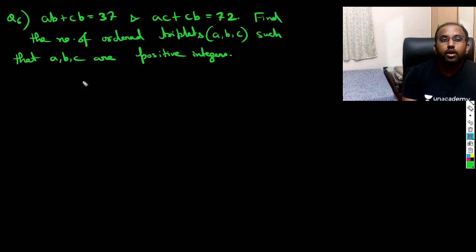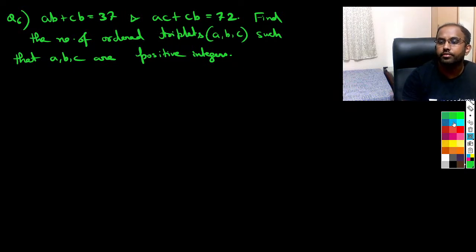Okay. So AB plus CB is 37, AC plus CB is 72. Find the number of ordered triplets ABC such that A, B, C are positive integers here. Now again we want to solve this question.